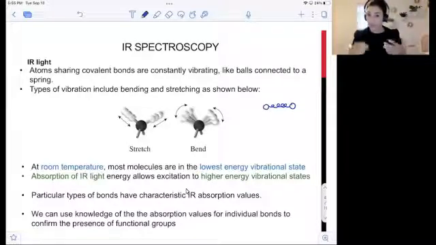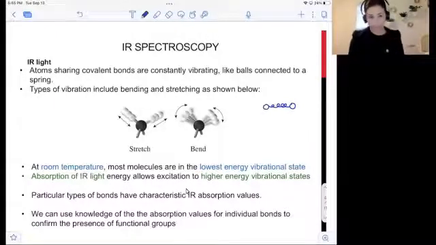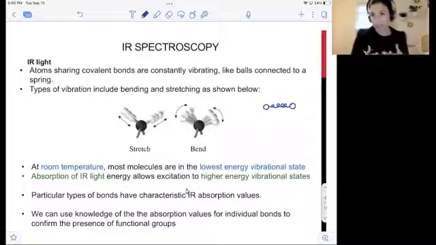Again, at room temperature, we'd expect to be in the lowest state until light exposure promotes the molecule to these excited states. As we're thinking about how we can use infrared spectrum, we have tables which are linked in your lab manual, which report the characteristic IR absorption values observed for different types of bonds. We can use these reference ranges to compare to our own data and see if those bonds are present.